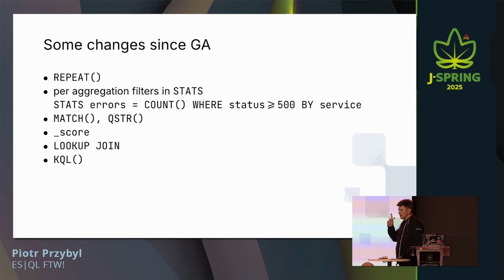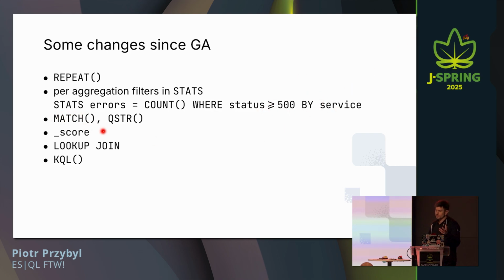But I told you this language was started in, what, 8.14, right? And with every new release of Elasticsearch and Kibana, there are also new additions there. So for example, there's repeat. Now we can have filters per aggregation in stats. So as you can see, where status is at least 500, and it's divided by service.